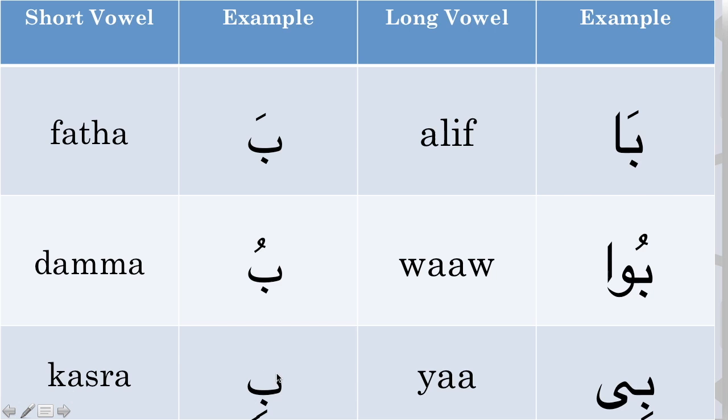Similarly, ba kasra bi, ba kasra ya sukoon bi. Bi versus bi. So two movements. Whenever a kasra is followed by a ya sukoon, a dhamma is followed by a waaw sukoon, a fatha is followed by an alif sukoon. So this is what we learned in the previous lesson.